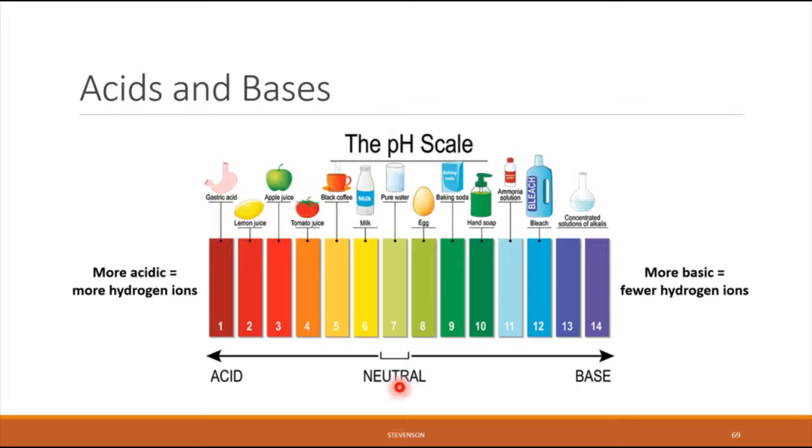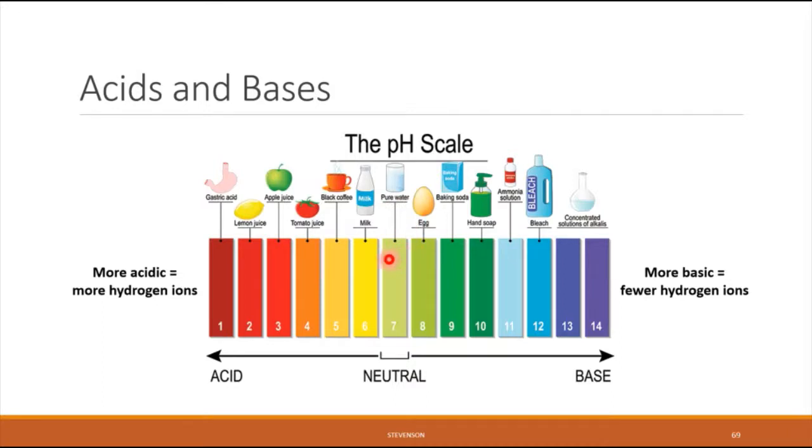Neutral is considered the number 7 because the pH scale only runs from 1 up to 14. 1 is the strongest acidic substance, and 14 is the strongest basic substance. 7, lying directly in the middle, is pure water, which is neither acidic nor basic.